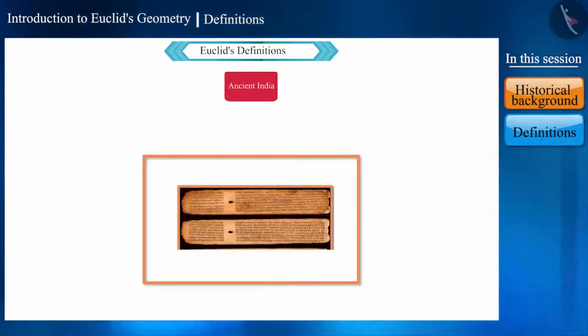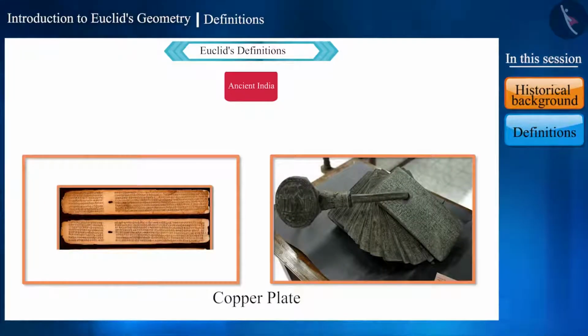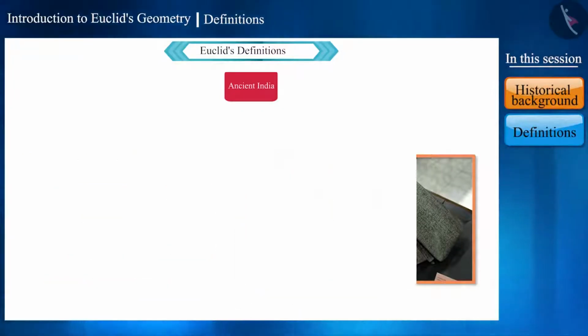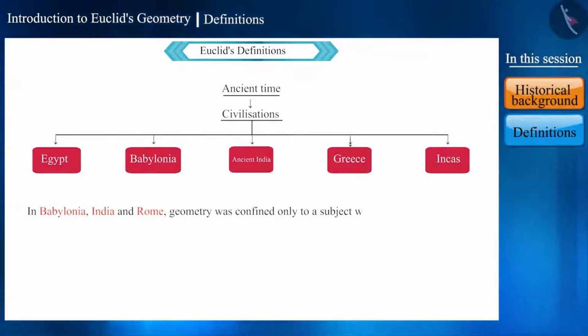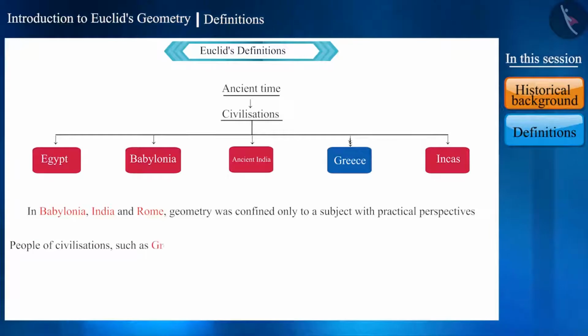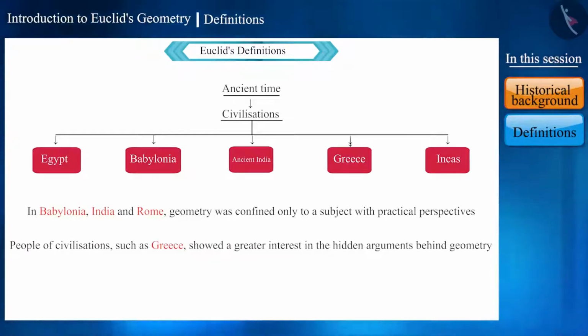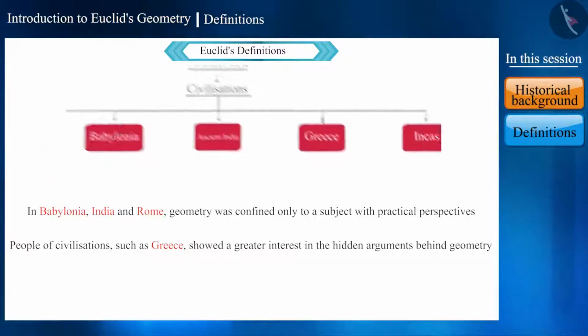We have been receiving information on geometry from one generation to the next, either orally or through written messages on copper plates. In some civilizations, such as Babylonia, India, and Rome, geometry was confined only to a subject with practical perspectives. But people of civilizations, such as Greece, showed a great interest in the arguments behind geometry.